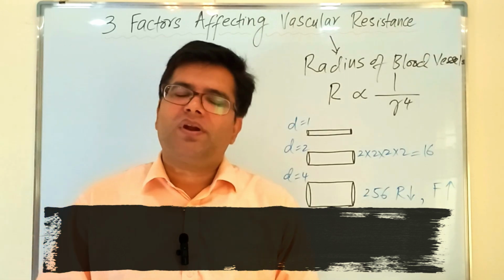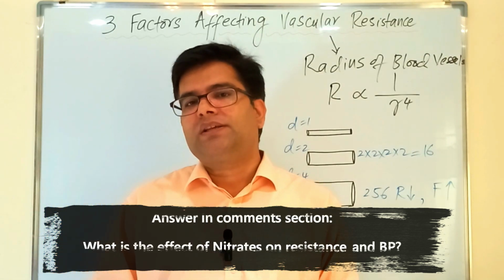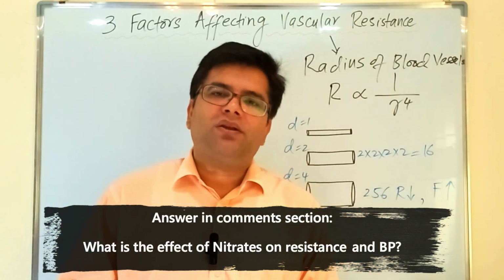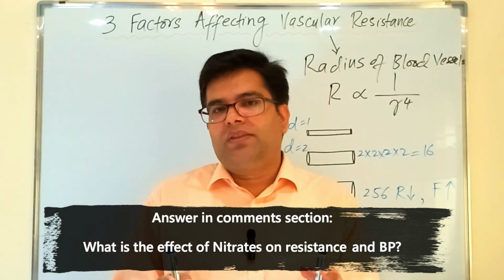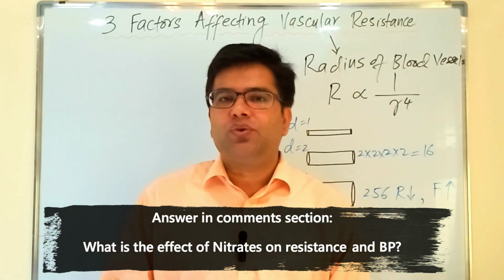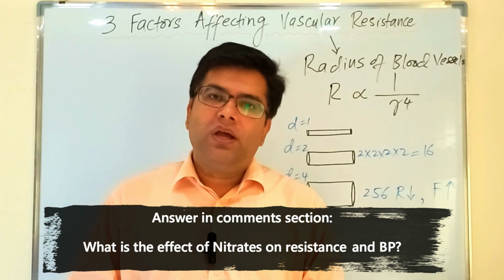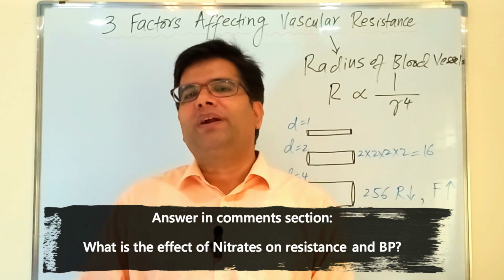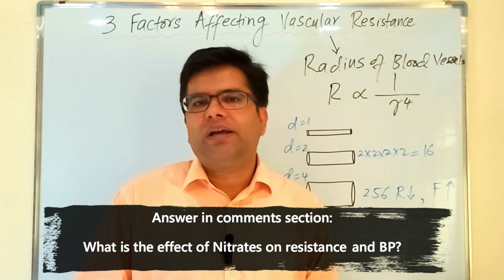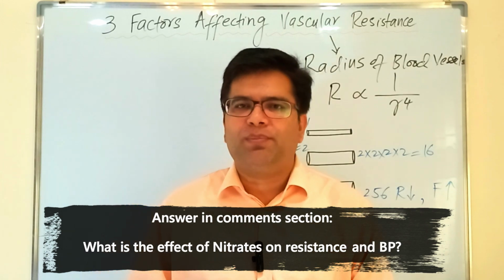Here I will ask you a clinical question. We have a kind of drugs which we call nitrates. These are vasodilators and they act on the arterioles to dilate them. So what do you think nitrates will do to the resistance of the arterioles, what will be its effect on blood pressure, and why can these nitrate drugs be used for the treatment of hypertension?